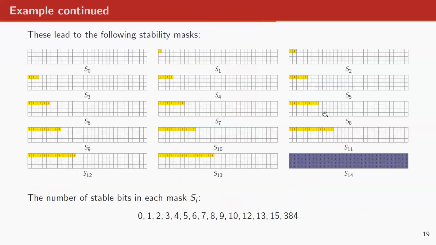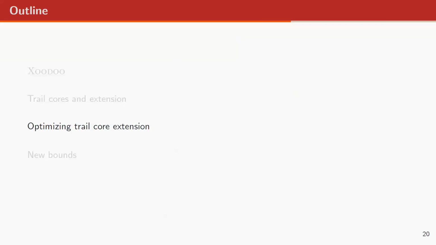Okay, so if we apply this definition to our example, this is the sequence of stability masks that we get. And we can see that with i, the sequence of stable bits increases by 1. So we aim at doing better than this to have a more efficient pruning. And this is where we introduce our optimization.